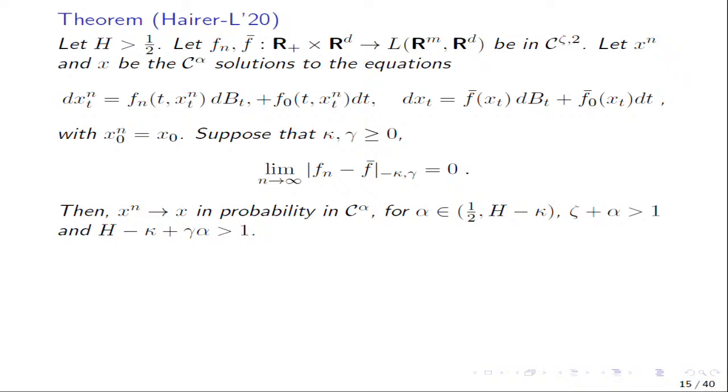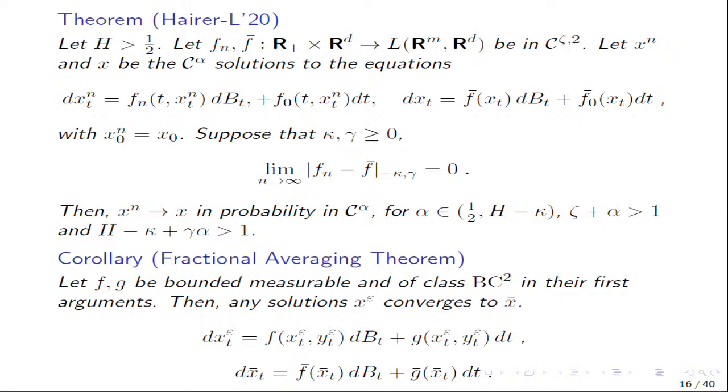Now we can put it together to give a theorem. And this is what we call the fractional averaging theorem. So if we have F and G being usually nice, BC2, for this type of equation, then the solution X epsilon converges to the average, the solution to the average equation.